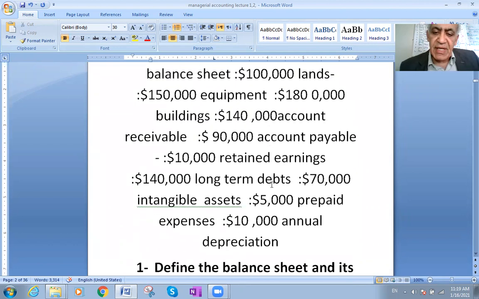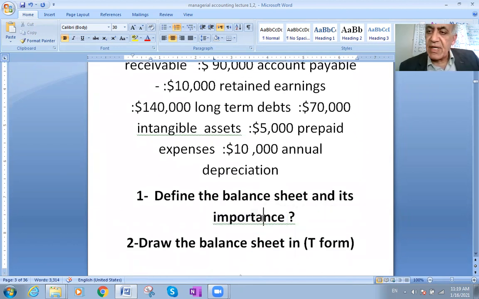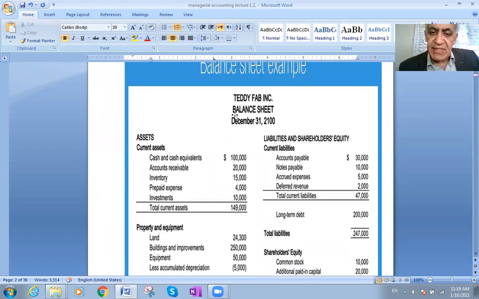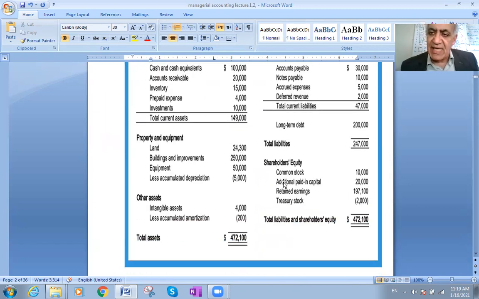Its importance: all the decision processes and managerial decisions depend upon the balance sheet. A decision maker in management will never make a decision without taking advantage of these numbers, because these numbers tell me exactly where I am. So using these numbers in making decisions will let me go where I want to go. It will help the management in future planning and in analyzing the financial situation. And that's it.